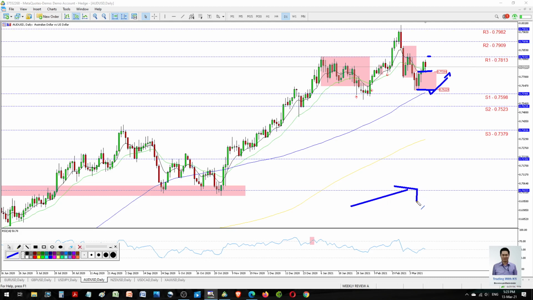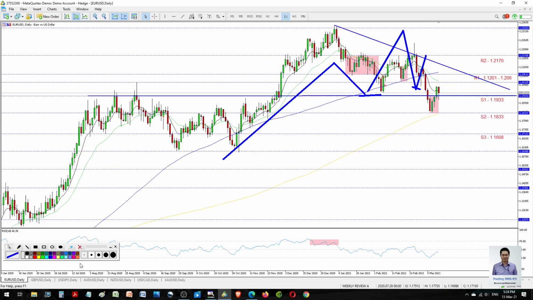Because this is a very strong uptrend. The price has not made a lower low. What is a lower low? This is the previous trend, and this is a higher high. So this is not a lower low. So technically, it's still an uptrend.